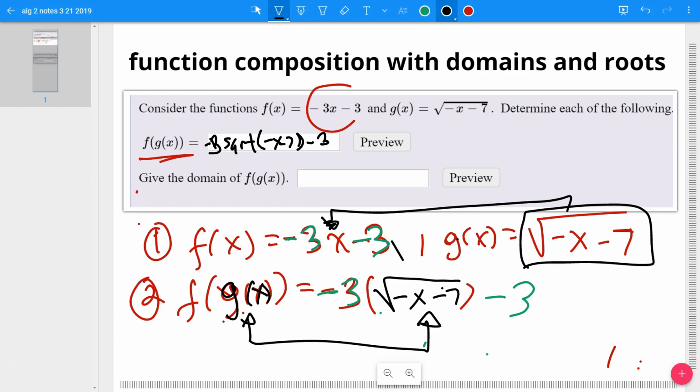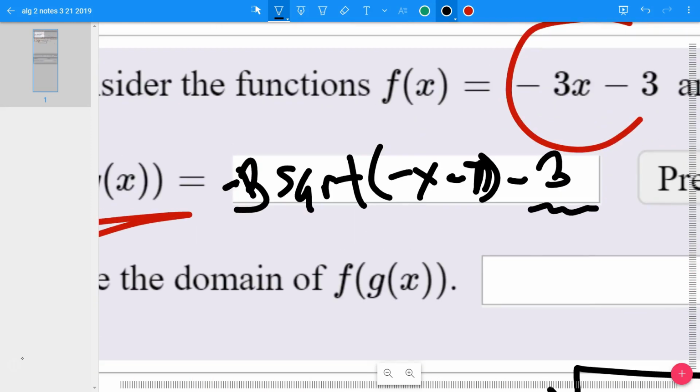The way you type this, negative 3, sqrt within parentheses, negative x minus 7, and then minus 3. It's a bit hard to see here. Okay, so this is negative 7 within parentheses. Keep this negative 3 right here separate from the parentheses. Just like this here is negative 3 on the outside. Okay? So negative 3 sqrt, open parentheses, negative x minus 7, close parentheses. Writing here, negative 3 on the outside. Okay. So that's that part.